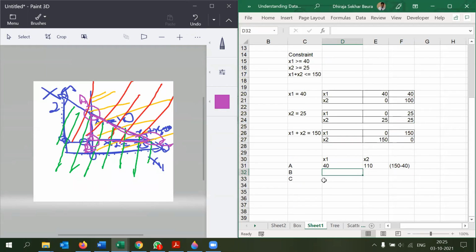Let's go to point number B. Can you tell me what are the values in point number B? Let me give you the platform, and solve it yourself and tell me. X1 is 40, X2 is 25. Perfect. 40 and 25, absolutely correct. The equations are only telling X1 is equal to 40, X2 is equal to 25. Any doubts, guys? No, right?